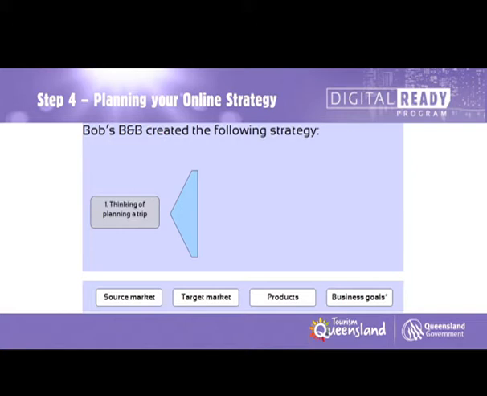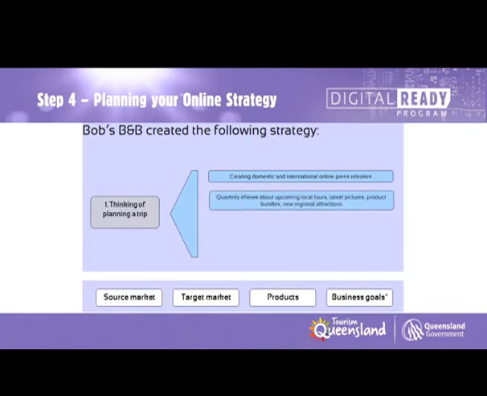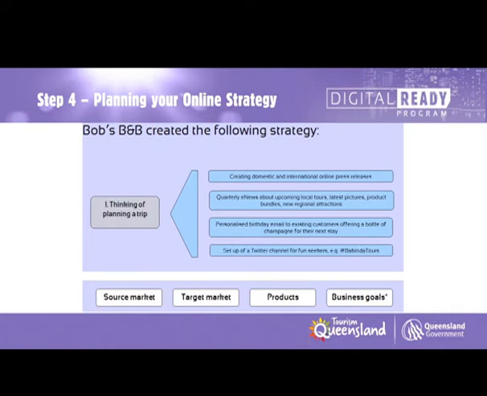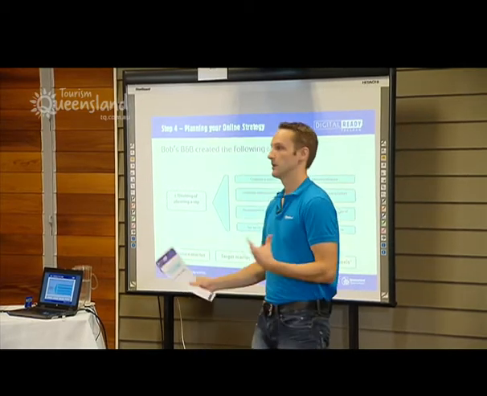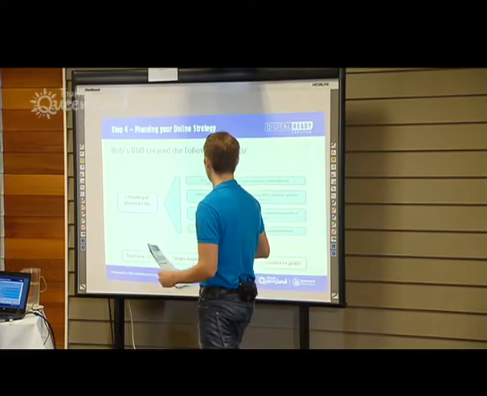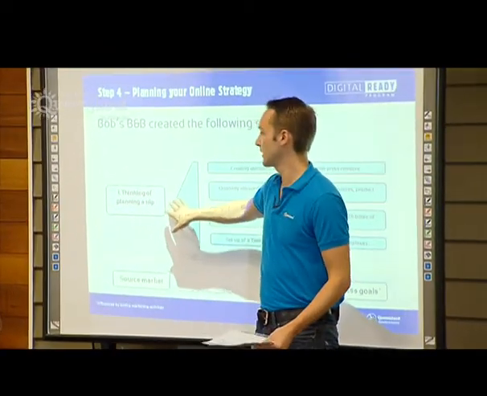For example, if he would have an international or domestic online press release, a customer would maybe think about planning a trip because he's reading that press release. If he has quarterly news about upcoming local tours or regional attractions, maybe they got this newsletter somehow and they start thinking about planning a trip. Yeah, he thinks about, if I have a Twitter channel and my focus is on fun seekers, people who like adventure, maybe they are following me, and that's the way I can influence my potential customers at this stage of thinking of planning a trip.